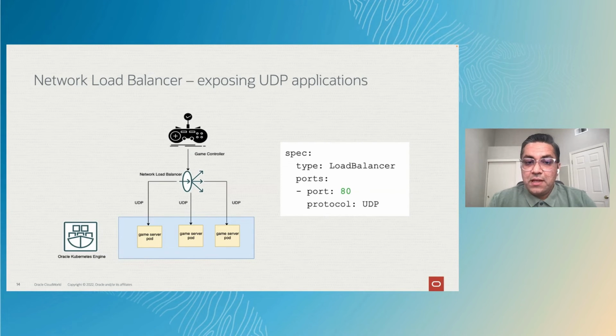protocol. So when OKE provisions a network load balancer for a Kubernetes service of type LoadBalancer, you can define the type of traffic accepted by that listener, specifying the protocol. In this case, as you can see, I've specified the protocol as UDP, on which the listener would accept the connection request. So this is how you would configure a UDP-based network load balancer.